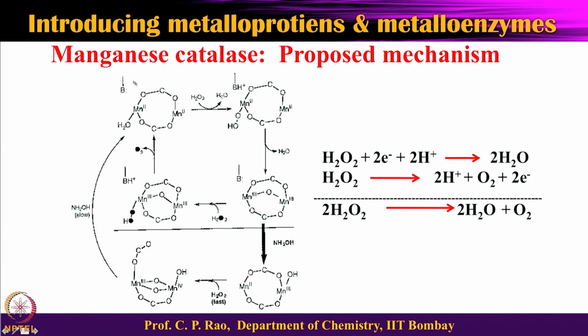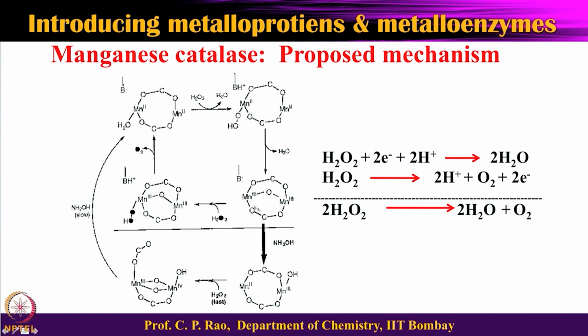This B is the base, which is nothing but a carboxylic group in the protein side chain of one of the protein moieties. When it takes up the proton, it becomes BH plus. That is called a general base reaction, and that proton is given away and will go into the water. So, at this stage you have dimanganese 3. In the previous case it was manganese 3 to manganese 2; here it is manganese 2 to manganese 3, a reverse kind of reaction.